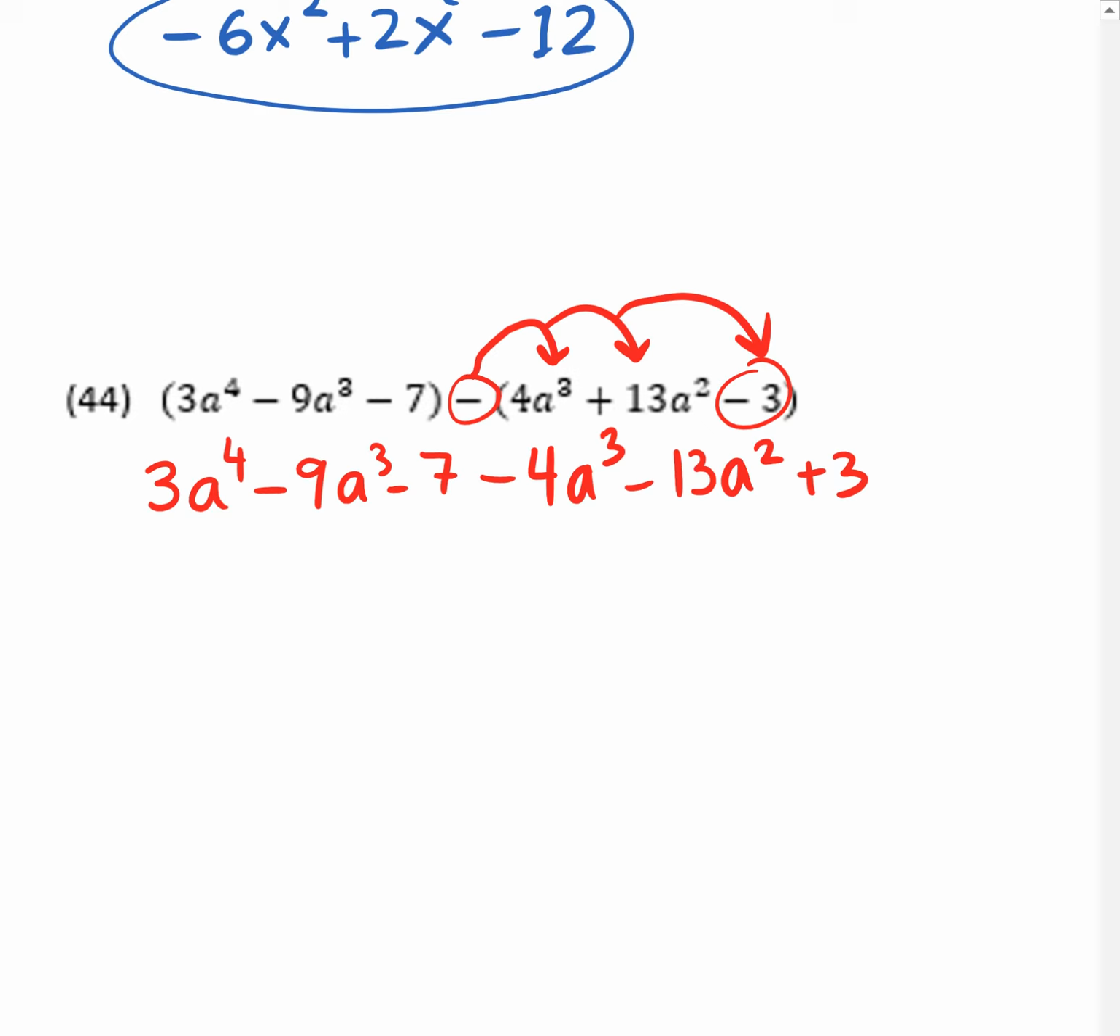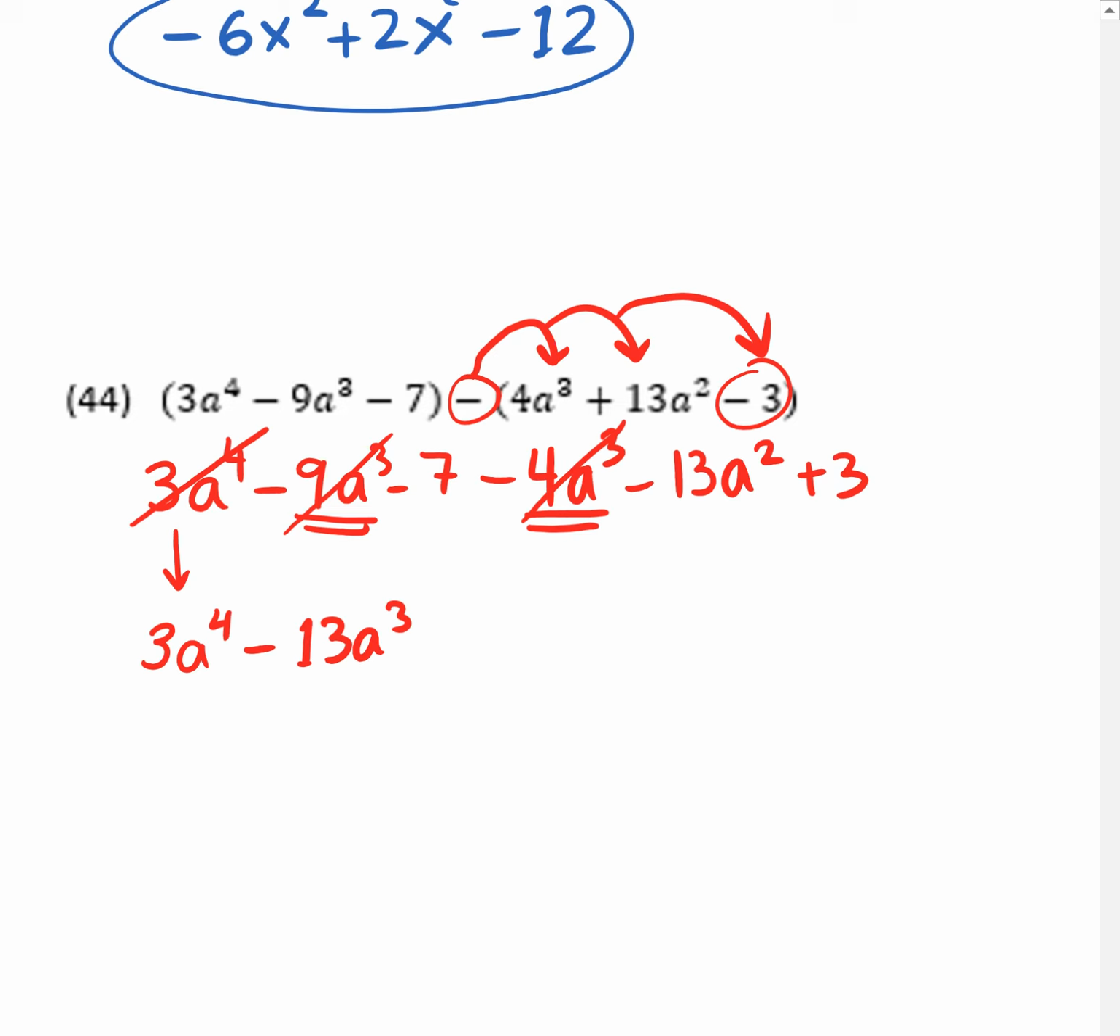Okay. If I scan through all these terms, the highest power I see is this 3a to the fourth. And he doesn't have a like term to combine with, so he'll just be staying as is. Done with that. The next highest power are the third powers. Negative 9a to the third minus 4a to the third. So if I combine the coefficients, it's negative 9 minus 4, that's negative 13a to the third. So I've combined them, they're done.